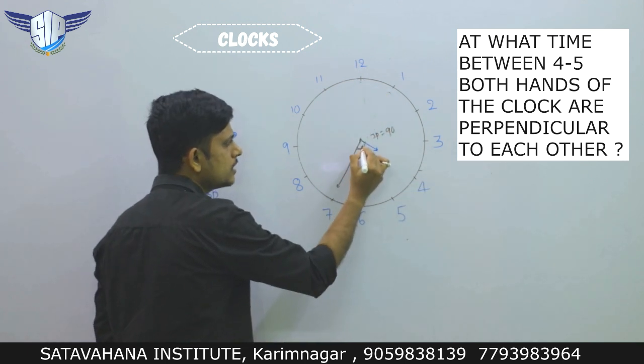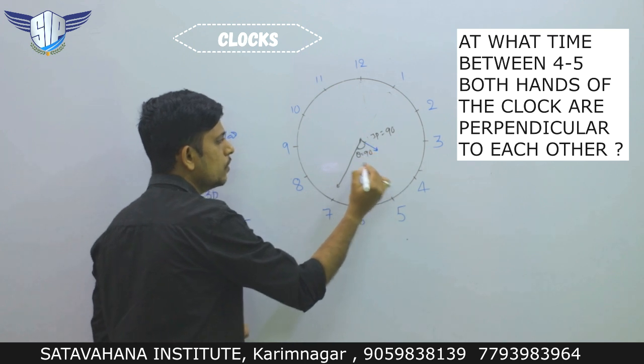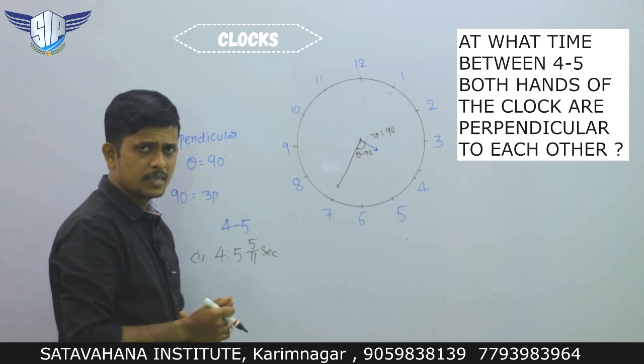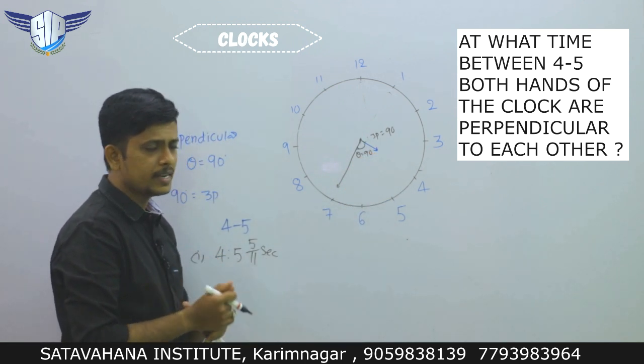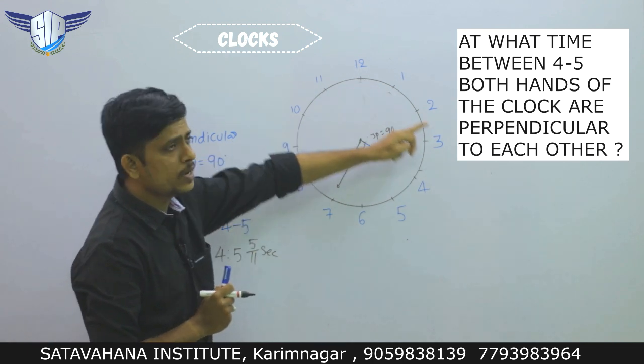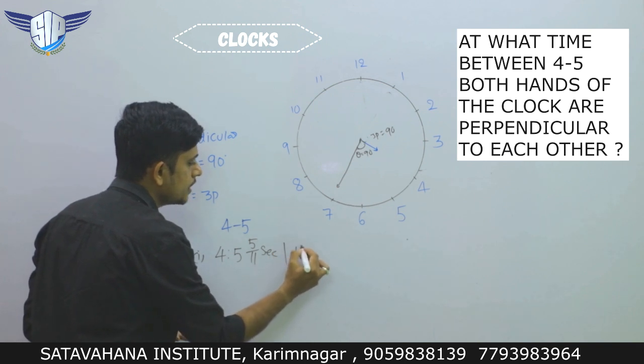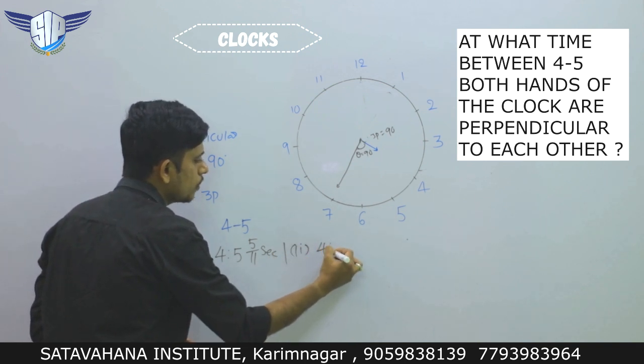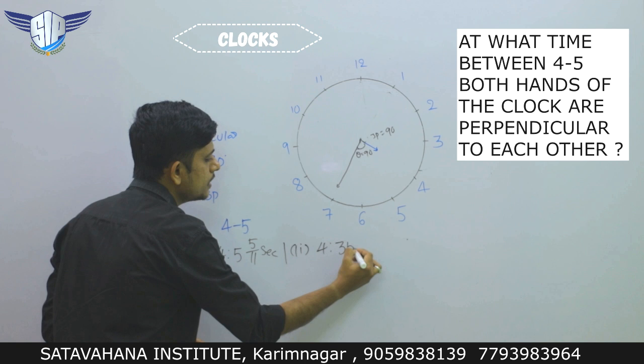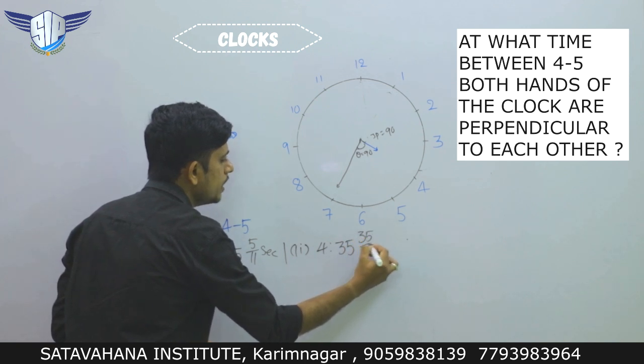Right, here theta is equal to 90. Therefore, to create an angle of 90 degrees, the minute hand moves from 12 to 7. Therefore, it will take 35 minutes. So my second answer is 4 o'clock, 35 minutes, same 35 by 11 seconds.